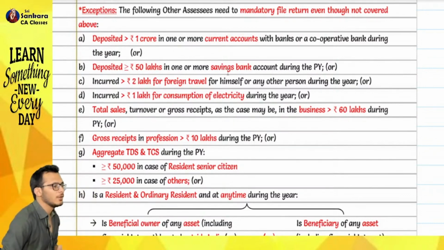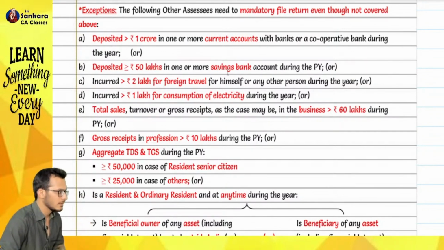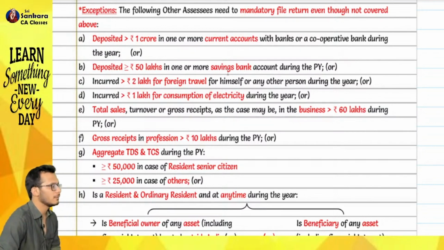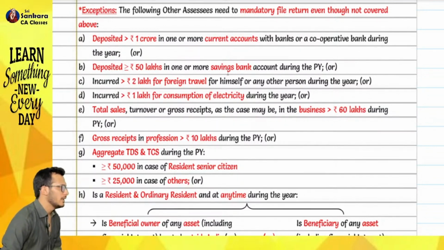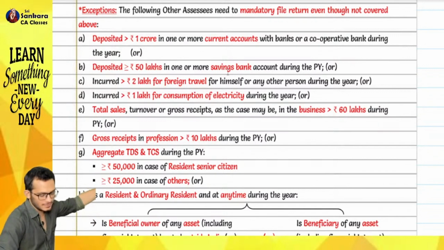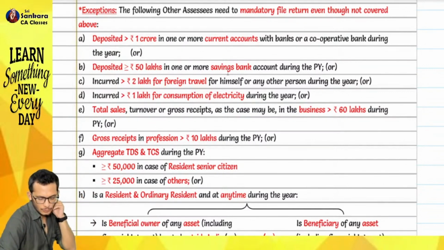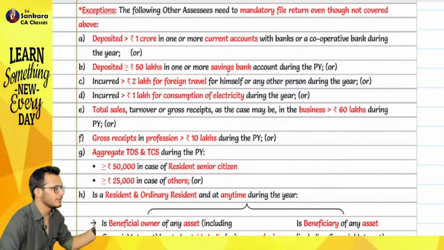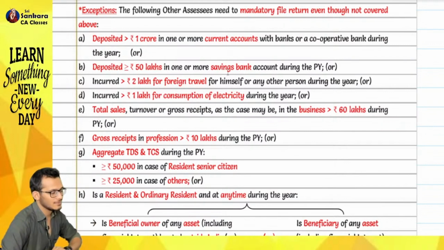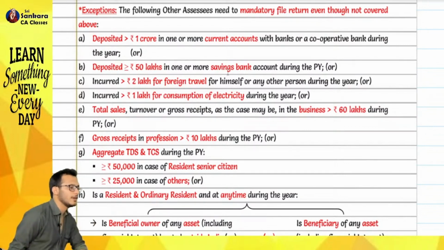Next, they are coming and saying, if you have paid for electricity charges more than 1 lakh rupees, which year? Current year. If you paid for electricity charges more than 1 lakh rupees, then also you need to file a return of income. Next, they said, if you are into business, you have to have a turnover of more than 60 lakhs. If you are into profession, you need to have a turnover of more than 10 lakhs. If you have these conditions satisfied, also you need to file a return of income.